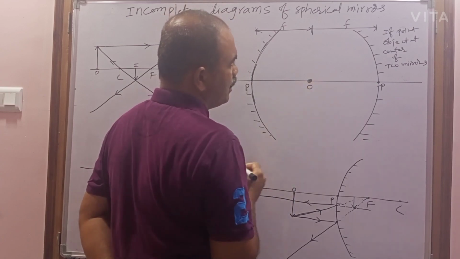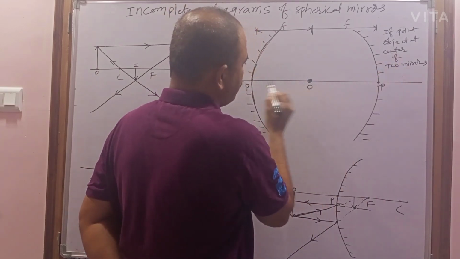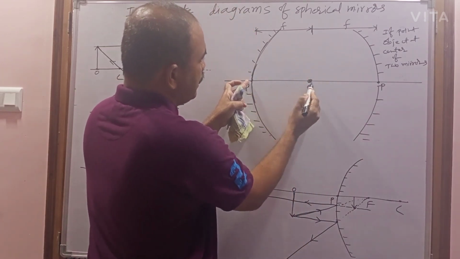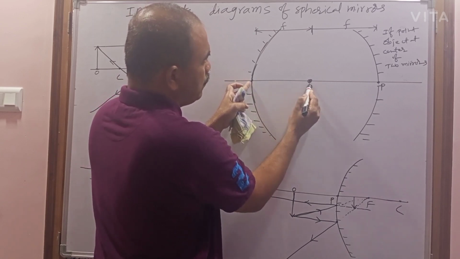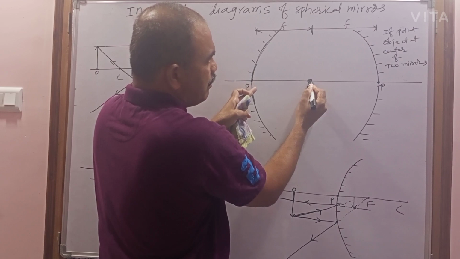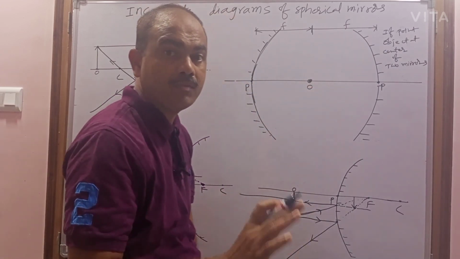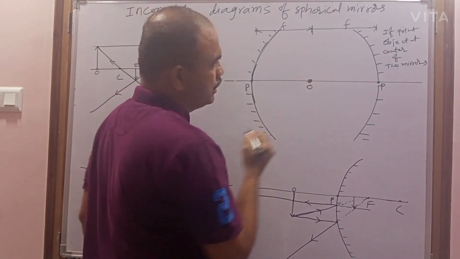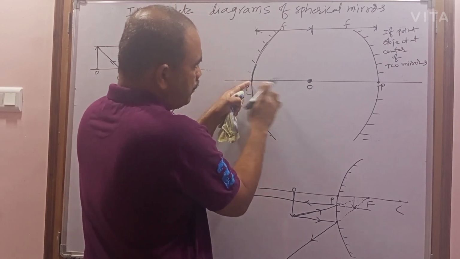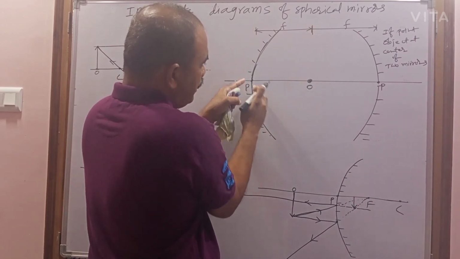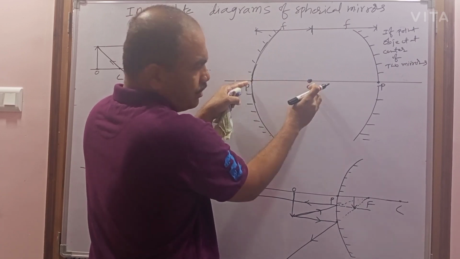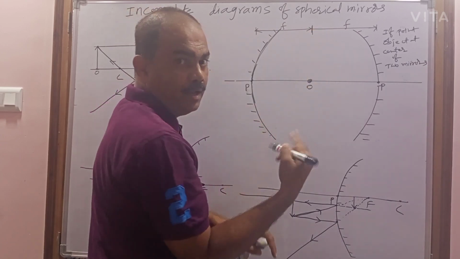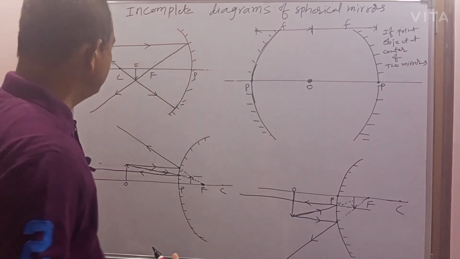Where is the object? The object is at the center of the two mirrors. But observe the diagram. This is the pole of the mirror, this is the object. The distance between the pole of the mirror and the object is how much? The focal length. So where is the object? The object is at the focus. Don't get confused. Here the object position is given. Check, this is the distance between the pole and the object, which is equal to the focal length, so the object is at the focus.